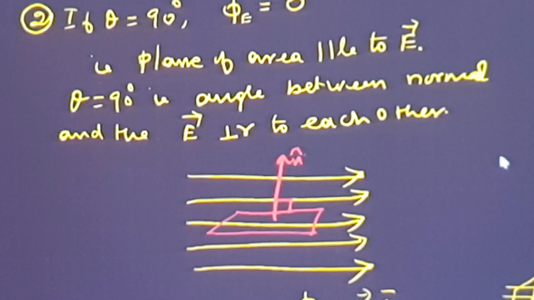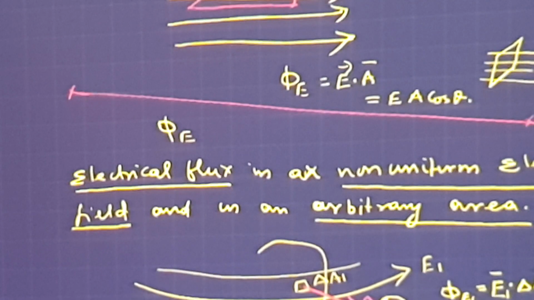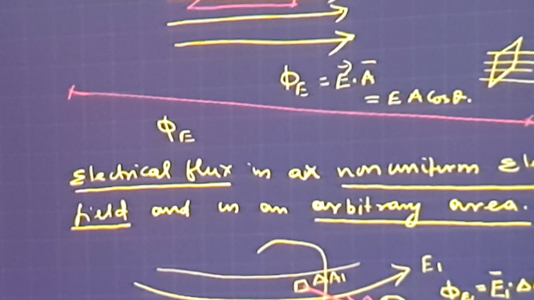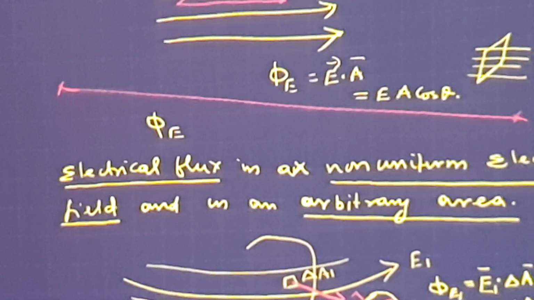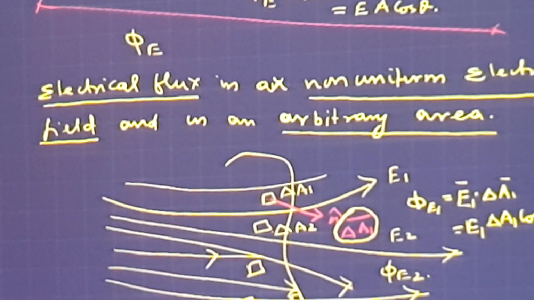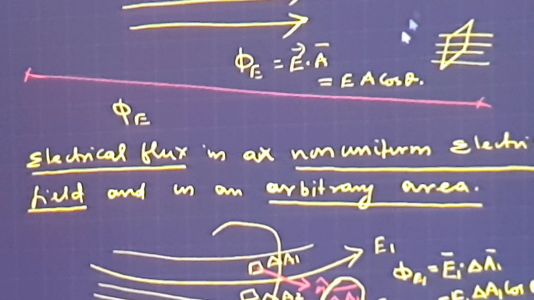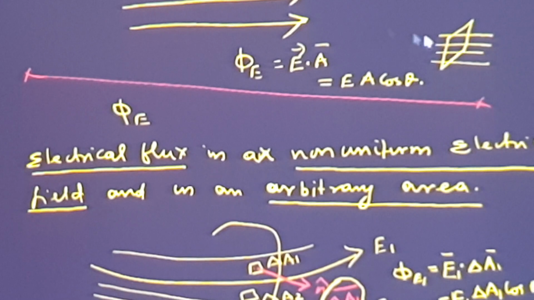What is the next concept that we have to see? Already we have studied the electrical flux in a uniform electrical field. It is given by phi E is equal to E vector dot A vector, that is equal to EA into cos theta. In this case, the electrical field is considered uniform, drawn by parallel lines, and the area that I have considered is a regularly shaped area. It is having a particular shape.